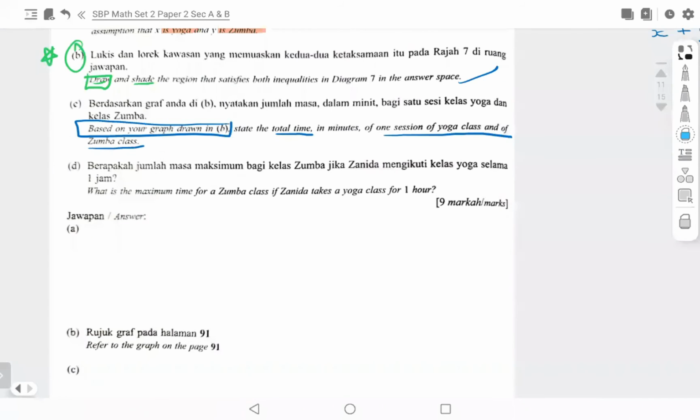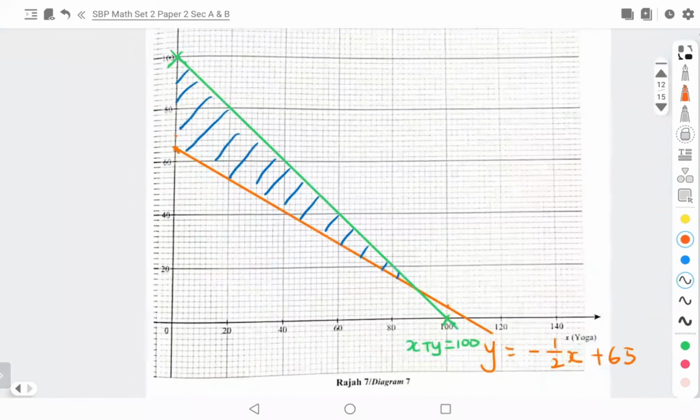And for question D, what is the maximum time for a Zumba class if Zanita takes a yoga class for 1 hour? So 1 hour means it's 60 minutes. Then you have to refer to your graph. Yoga class is 60 minutes, so meaning here, then you have to draw a straight line up. Maximum means the highest point. So it will be this point. 40. Then you just write the answer 40 minutes.